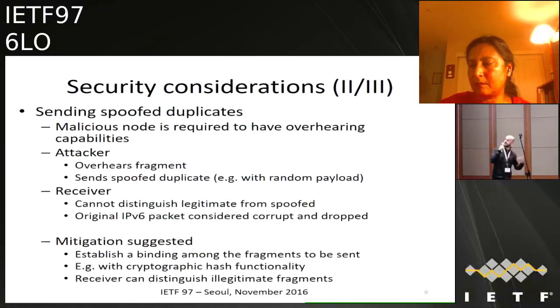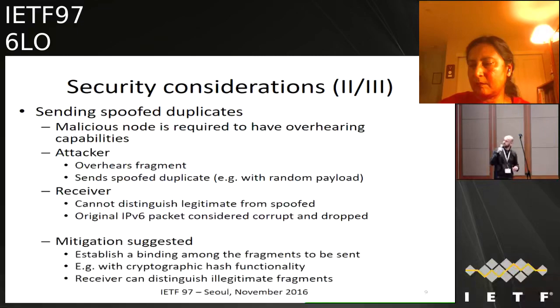Another attack is sending spoof duplicates. In this case, the malicious node is required to have overhearing capabilities. The attacker may overhear a fragment and may send a spoof duplicate, for example, with some random payload. And then the receiver cannot really distinguish whether a fragment is legitimate or not. So this ends up with the original IPv6 packet being considered corrupt and finally dropped.